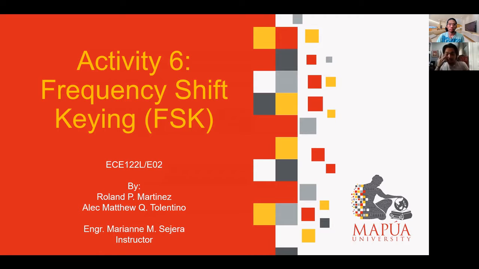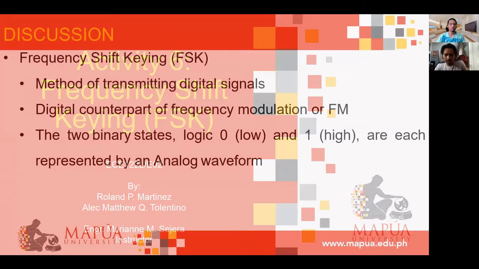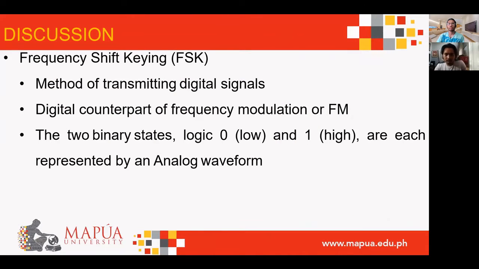And today we will be discussing Activity 6, which is Frequency Shift Keying or FSK. So, what is Frequency Shift Keying or FSK? It is a method of transmitting digital signals, and it is a digital counterpart of frequency modulation or FM.